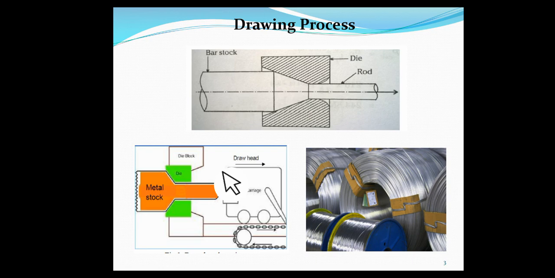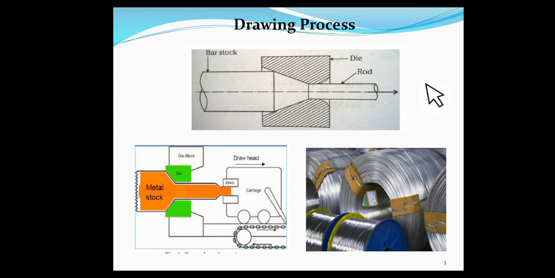So there is a difference between the drawing process and the extrusion process. In a drawing process, a pulling force is applied, whereas in the extrusion process a pushing force is applied to reduce the thickness of the material. Now you see this diagram, which we call the rod drawing process. This is the external equipment used to pull the material through the die. The main applications of the drawing process are to produce wires, rods and tubes.